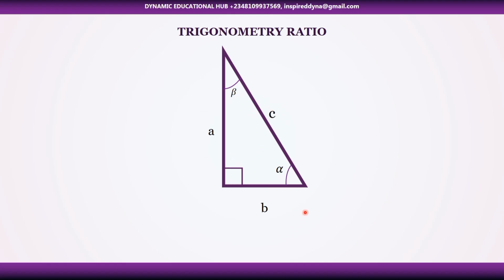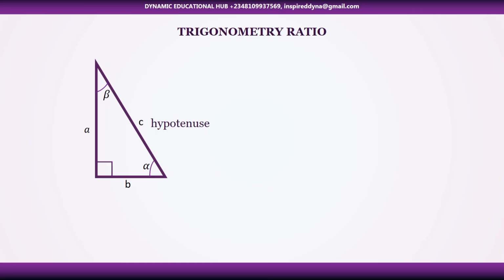The other sides will not have a name, and you can name them by choosing either your alpha or your beta. By choosing your alpha, this A here will be opposite and this B here will be adjacent. While choosing your beta to name the other sides, this B here will be opposite and this will be adjacent. Now let's start fixing our trig ratio.